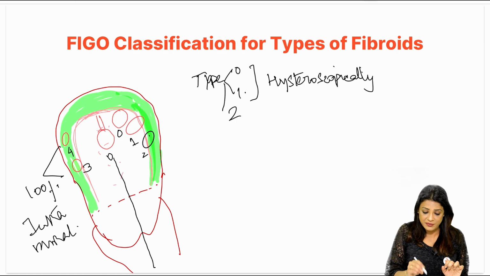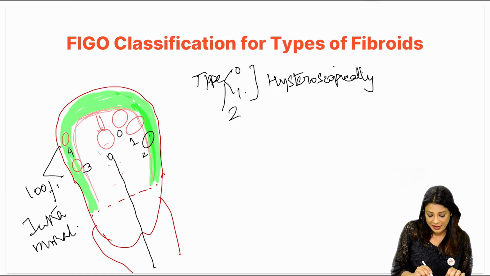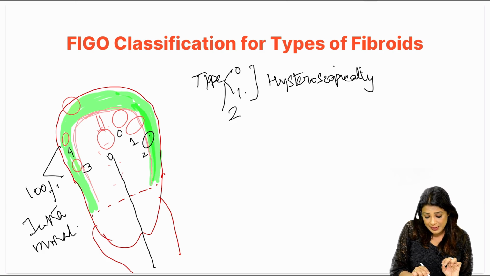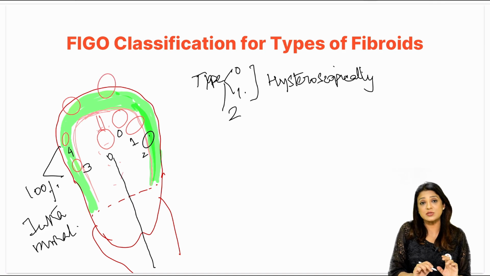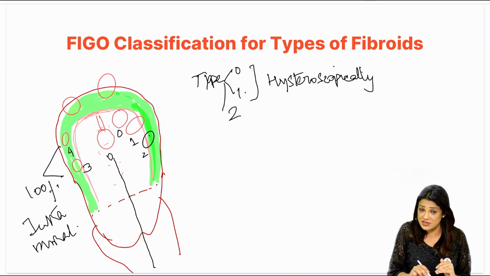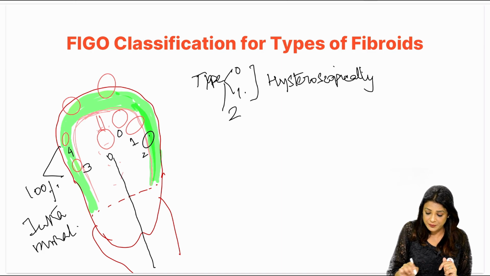Next, coming to the next one, that is type 5. What will be type 5? Now you know. The type 5 will have less than 50% component in the subserosal type. Okay, so more than 50% is lying in the intramural. Then this will be type 5. Then type 6 will be like this. That is more than 50% lying outside the uterus, or you can say less than 50% is intramural. So this is type 5. This is type 6.